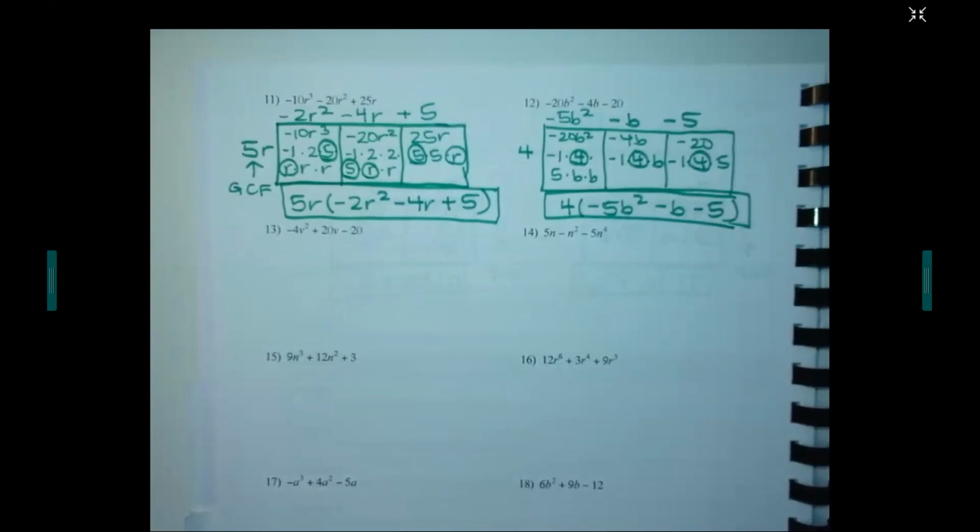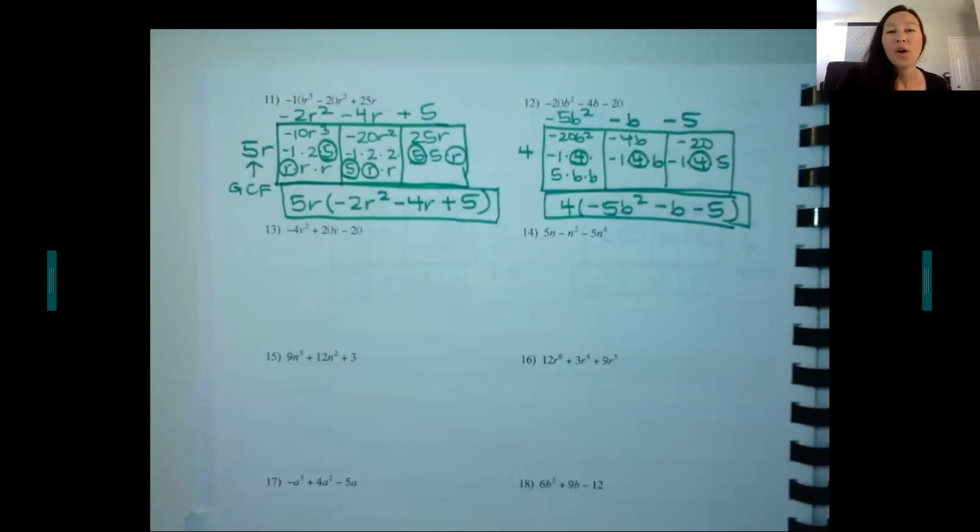I'm already completed mine. Okay, very good. We'll go over them in just a few minutes. Yeah, so Savannah Gill, you are doing number 14.